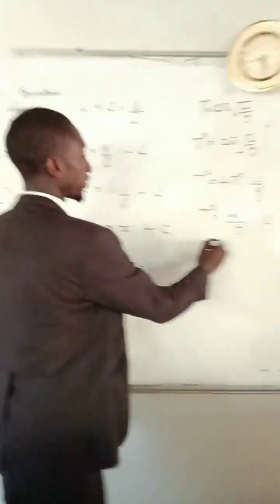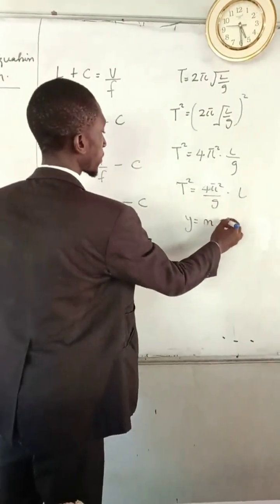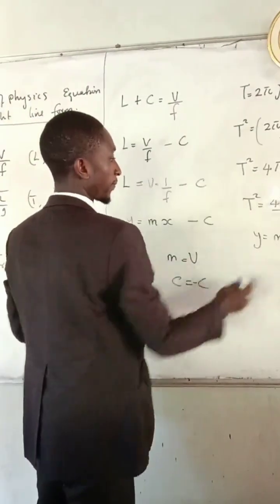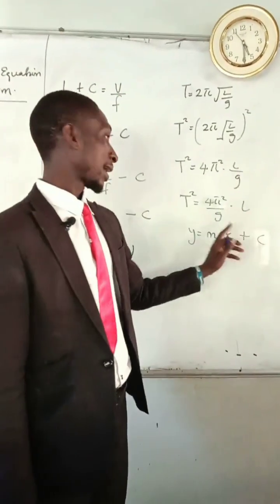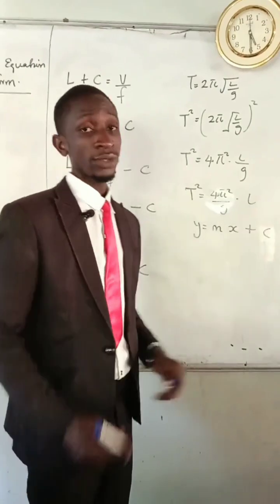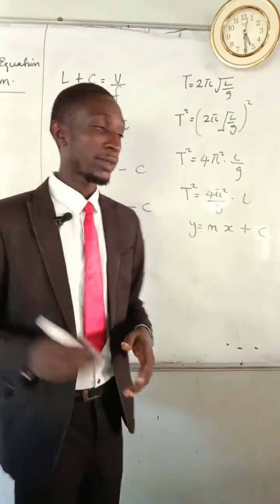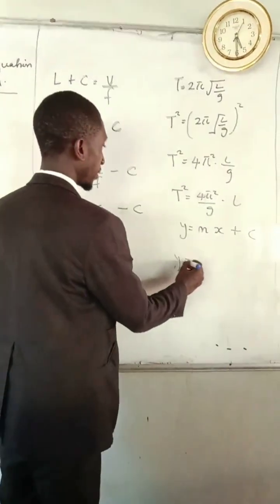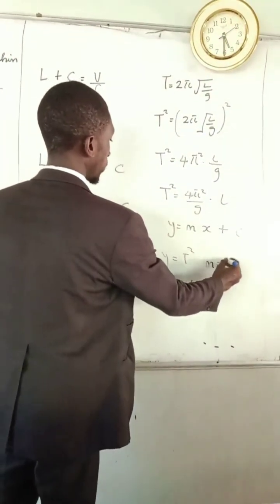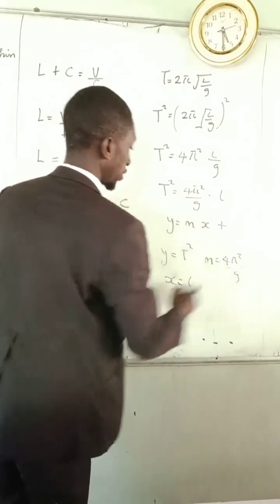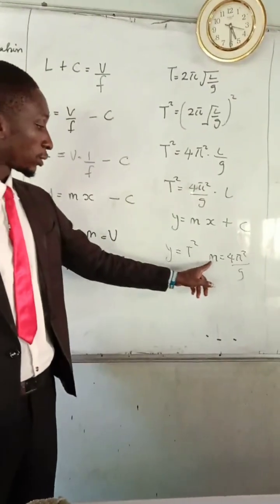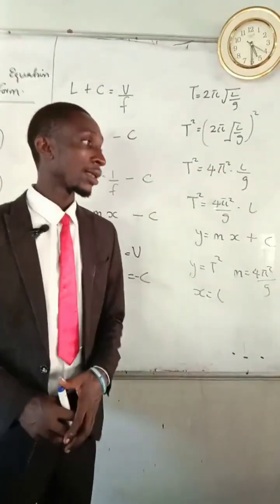So when we equate it to the straight line, y is equal to mx plus c, we discover that our y component is T squared, our x component is L, and then everything before L becomes our slope. From this, you can see that the graph does not have an intercept, meaning it's going to start from the origin. Our slope is now 4 pi squared all upon G. So after you have done your calculation and you get the value of the slope, you can use the value of the slope to find acceleration due to gravity.